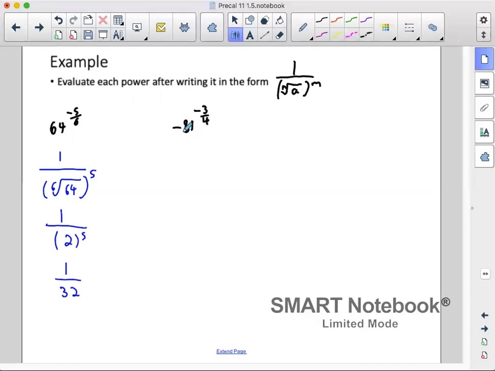This one has a negative in front. It's not in brackets, so we have to remember that that stays in front. So we have negative of 1 over, we've got 4 here, so 4th root of 81 to the power of 3. Now the fourth root of 81 is 3. So we have 1 over 3 to the power of 3 with a negative in front. So we've got negative 1 over 27.